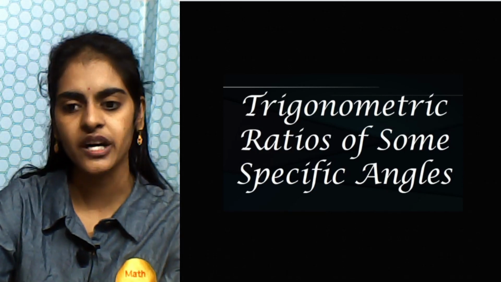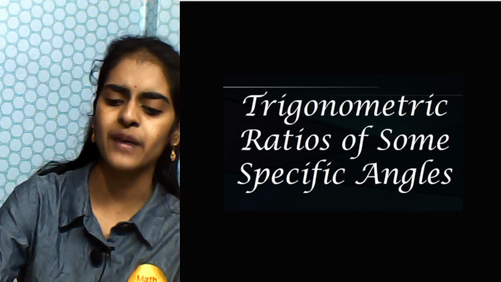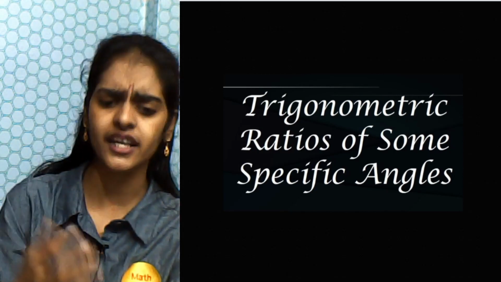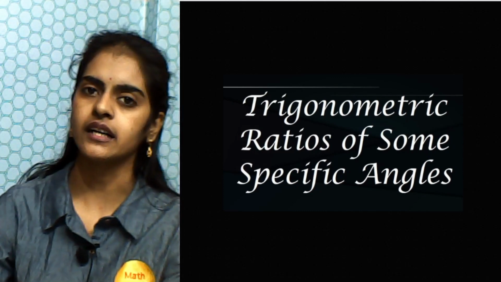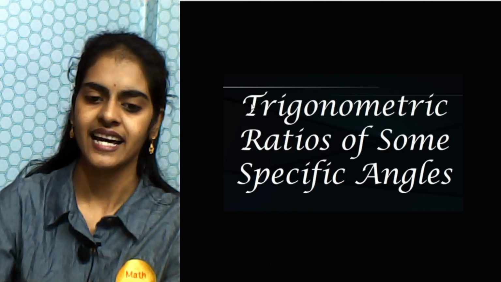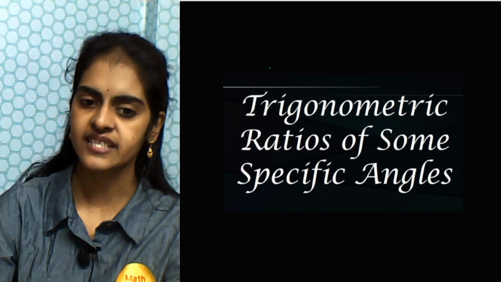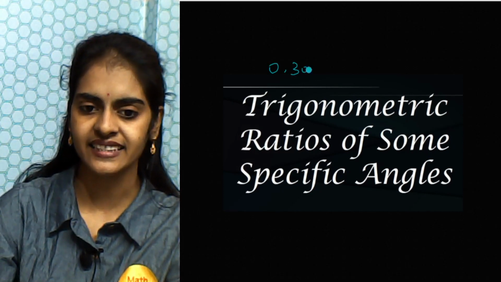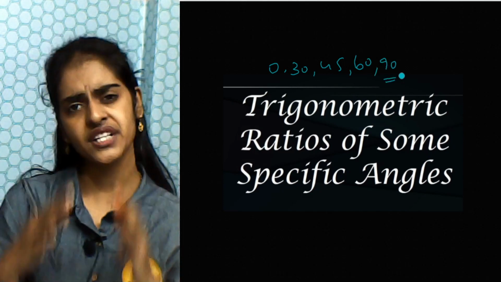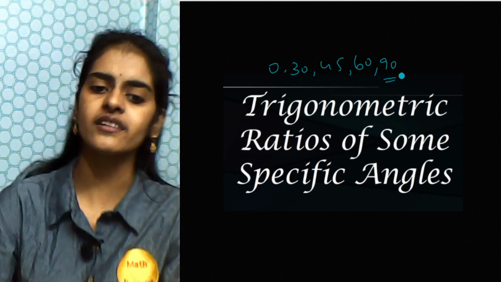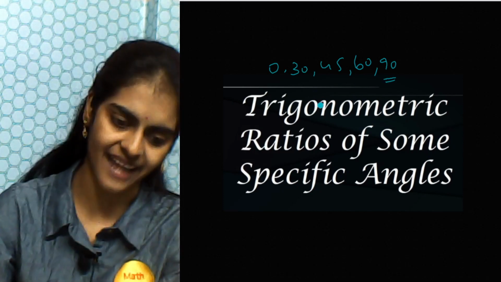As I told you, we are going to discuss trigonometric ratios of some specific angles. What do we mean by specific angles? Specific means the most used angles. Which angles do we mostly use? Angle 0, angle 30, angle 45, angle 60, angle 90. These are the mostly used angles, so we are going to discuss the trigonometric ratio values of these angles.